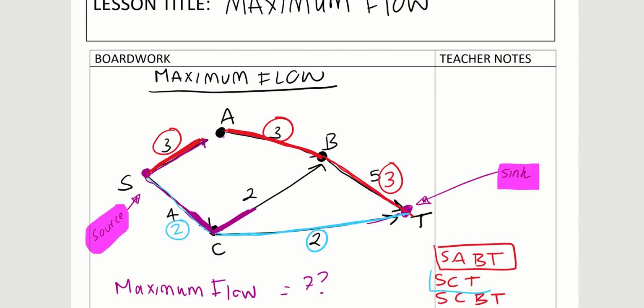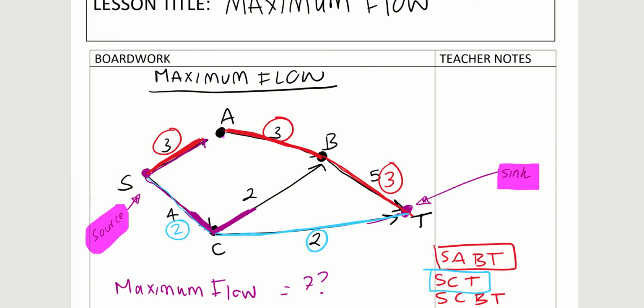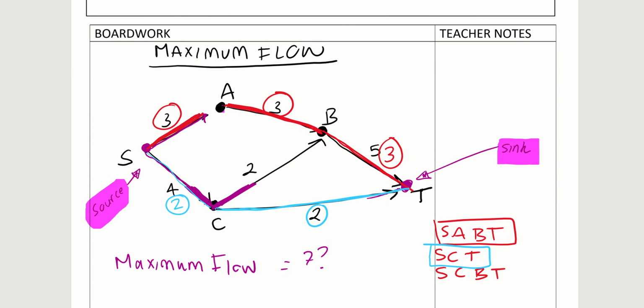So that was SCT. Now, if I pick a different colour, green, let's look along our final path to get from the source to the sink, SCBT. Well, what's the smallest number there? 2. Okay, so I'm going to be using the 2 here.